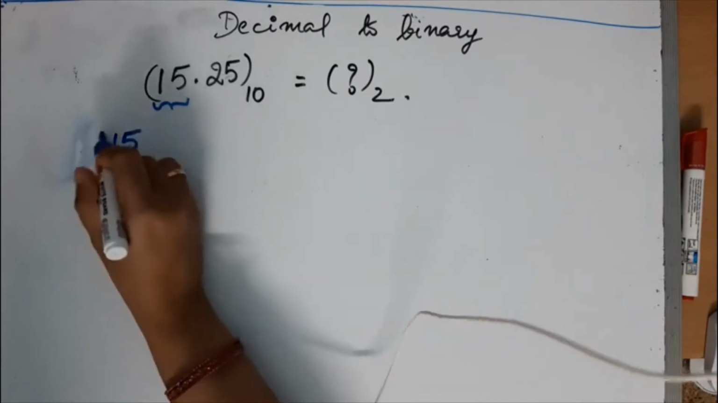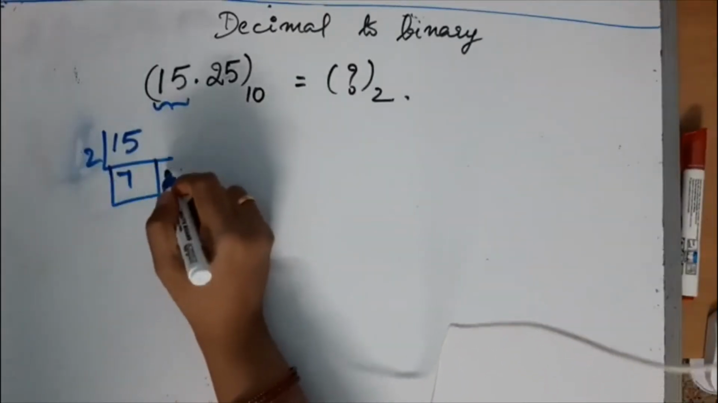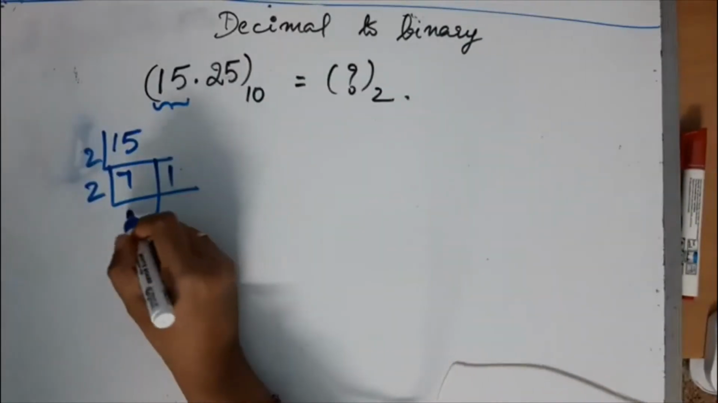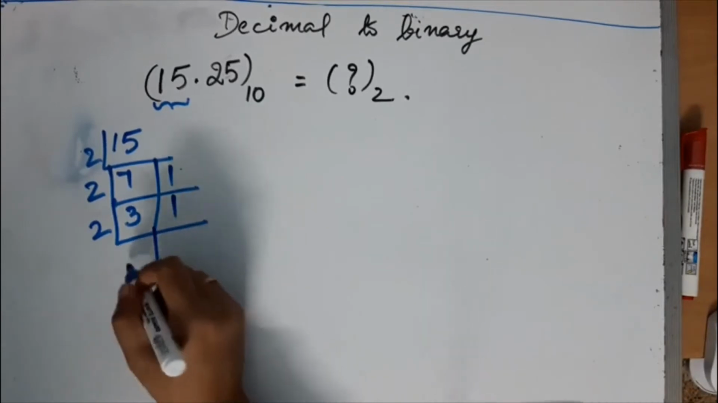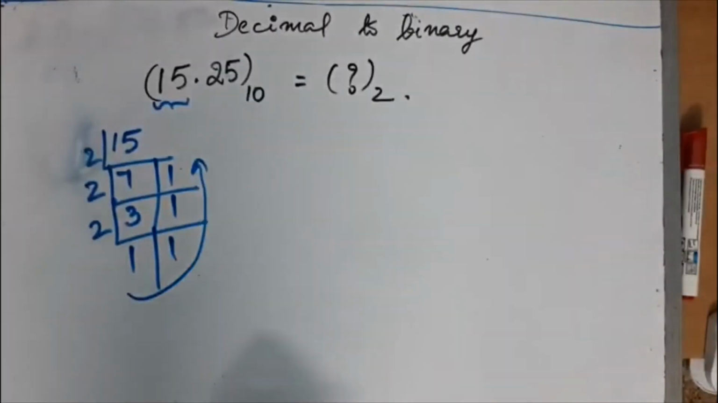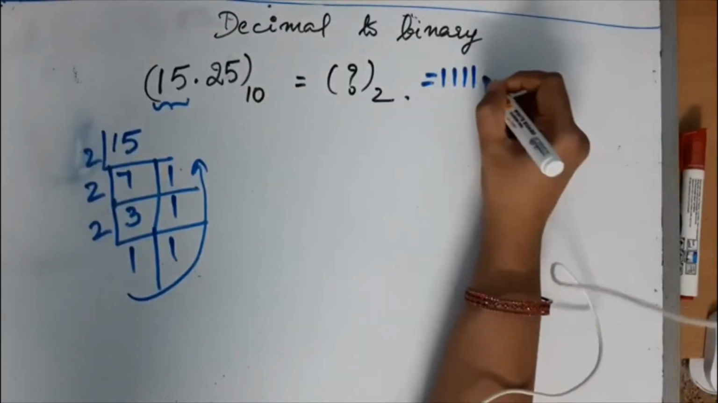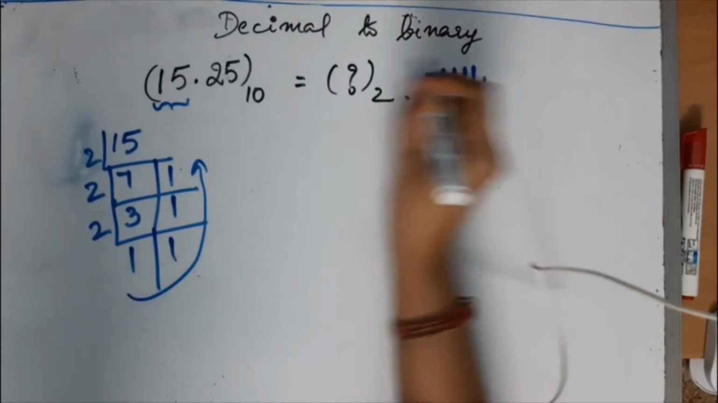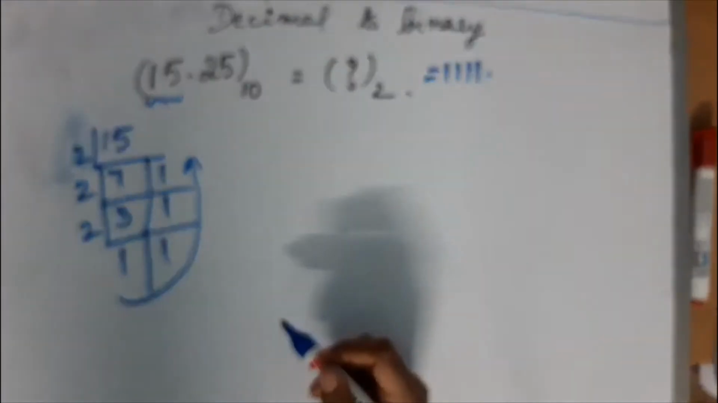15 is 2 7s, remainder 1, 2 3s, remainder 1, 2 1s, remainder 1. And as per the rule, you have to write it like this. So the answer is 1111 point. Then you have to find out this particular value, 0.25.